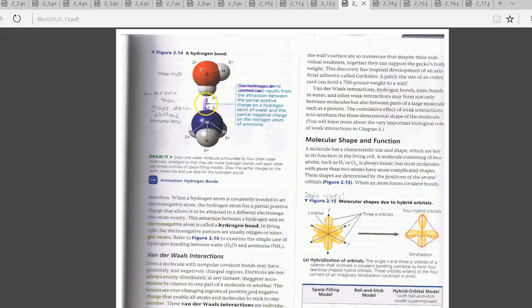There's a question on a quiz that makes you say, where is this hydrogen bond? It's always going to be represented by these dotted lines, and we see the partial positive charge of a hydrogen is attracted to the partial negative charge of nitrogen.